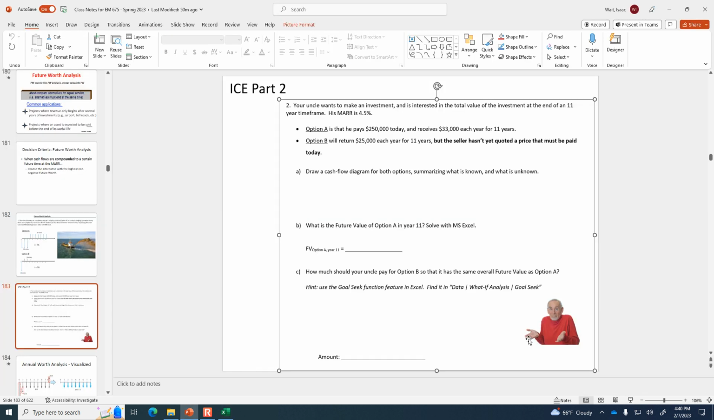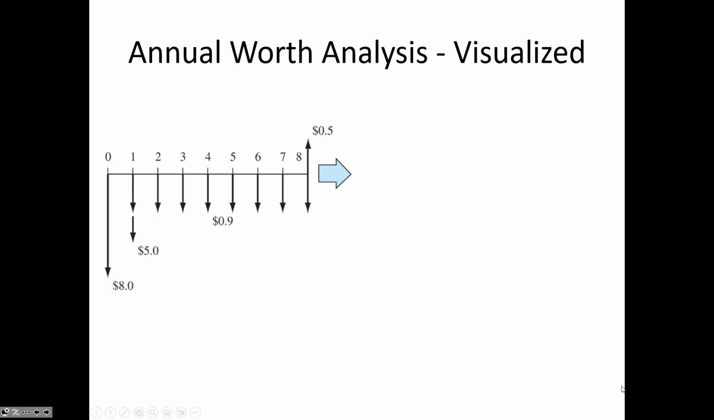Okay, so that is future worth analysis. Let's talk about annual worth analysis. So here on the screen I'm showing you a cash flow diagram. Here's what it looks like to me: you're paying some money to buy equipment, and then you're spending a little extra money to refurbish it. Here are some operating costs, and then at the end of some time period there's a little bit of salvage value left over when you're disposing of the equipment.